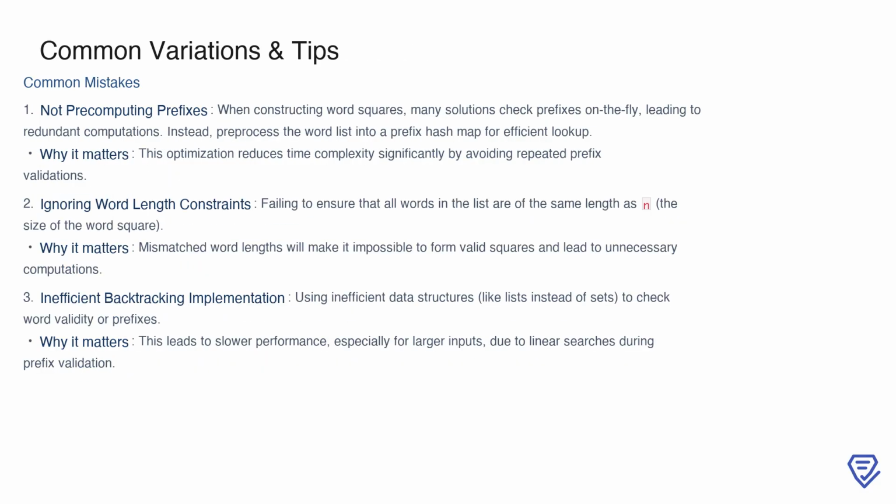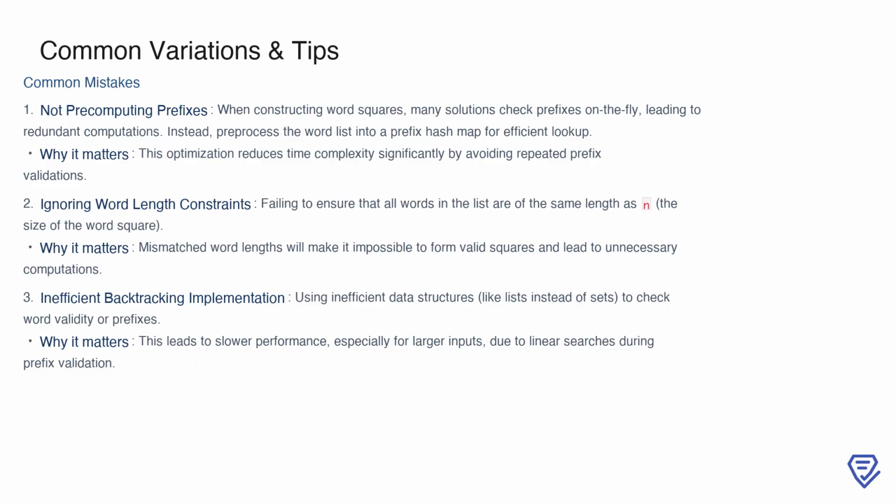One common mistake when solving the word squares problem is not pre-computing prefixes. If you're checking prefixes on the fly during the backtracking process, you might end up performing redundant computations repeatedly, which can significantly slow down your solution. Instead, it's better to pre-process the word list into a prefix hash map. This allows you to quickly look up valid prefixes without recalculating them, reducing the overall time complexity.